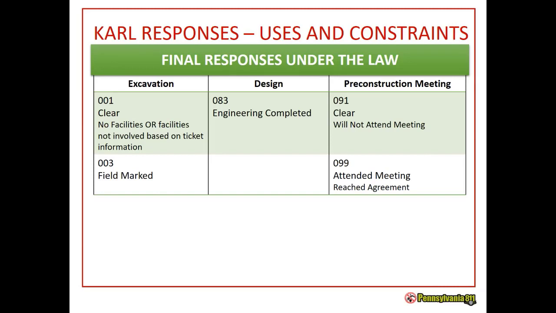On the pre-construction meeting side, we have 091, clear will not attend meeting. The facility owner has no underground lines in the area of the complex project and will not attend the meeting. You have 099, attended meeting, reached agreement. The facility owner attended the meeting and has determined there is a conflict and reached an agreement on the locate schedule. Again, these are final responses. These are what you need to have to be compliant with the PA one call law. There always needs to be a final response update.